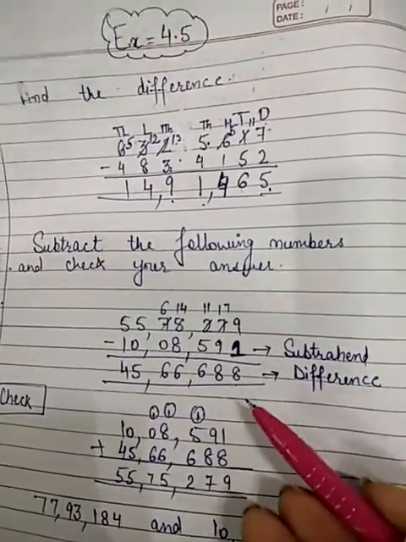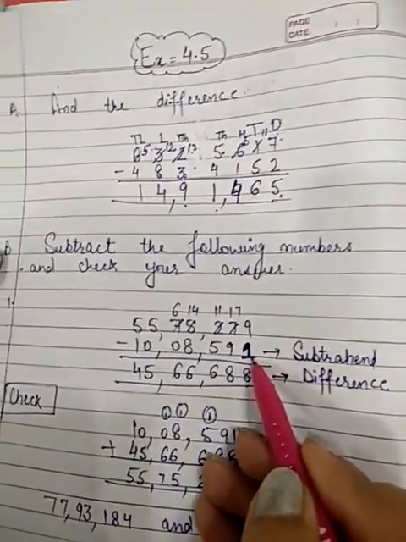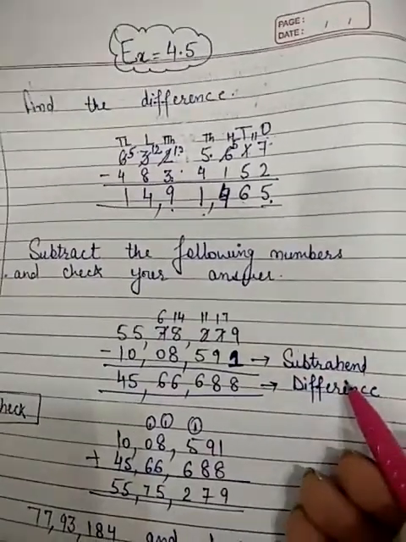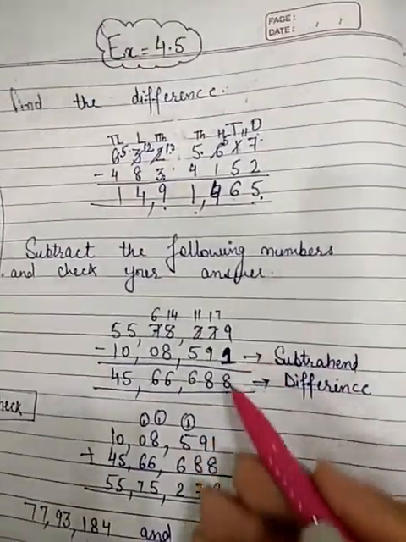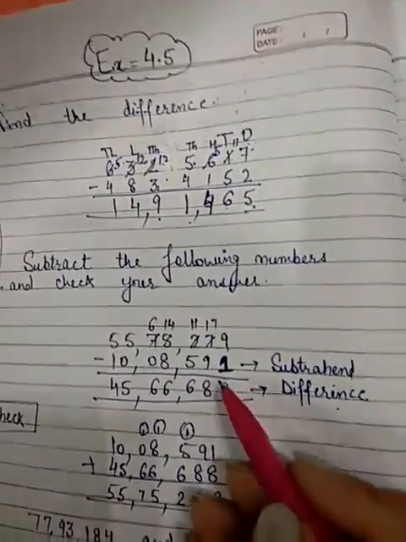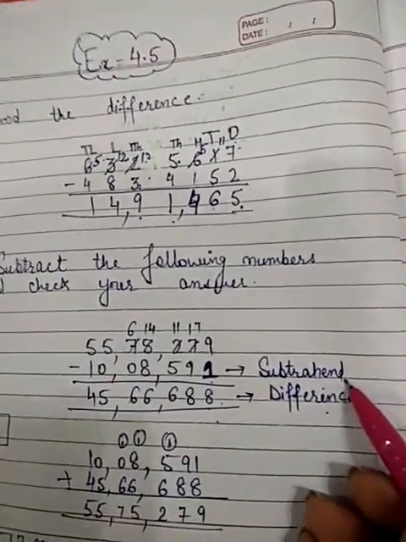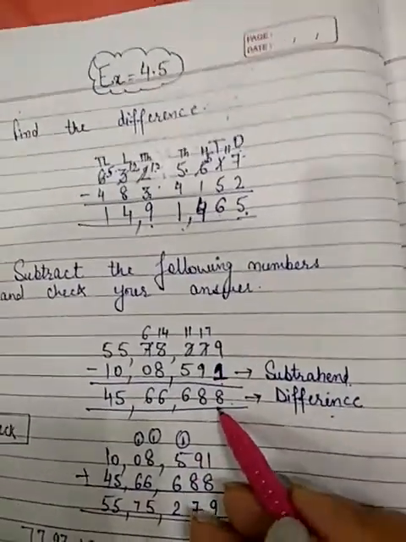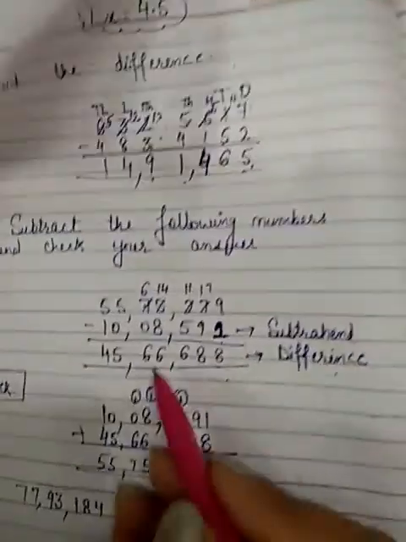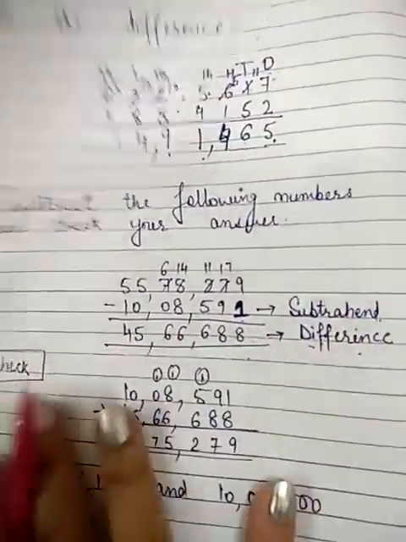Let's recall what is subtrahend and difference. The second number which you are subtracting is known as the subtrahend and the answer of subtraction is called the difference. So this is your answer, called the difference. Now how will you check?